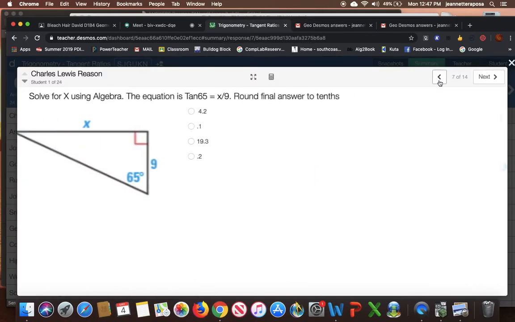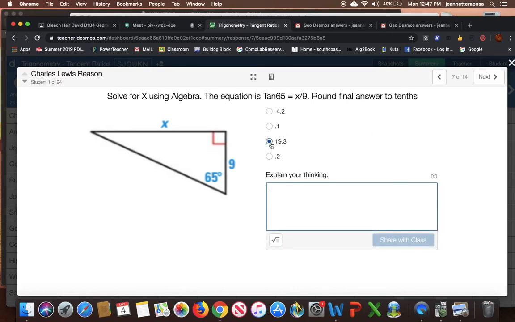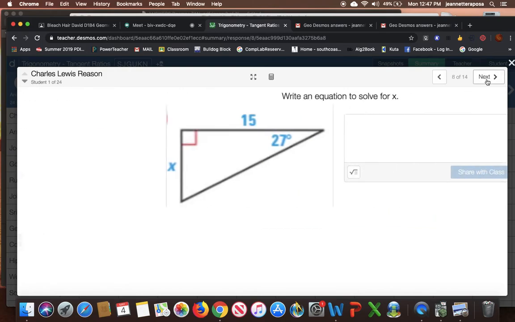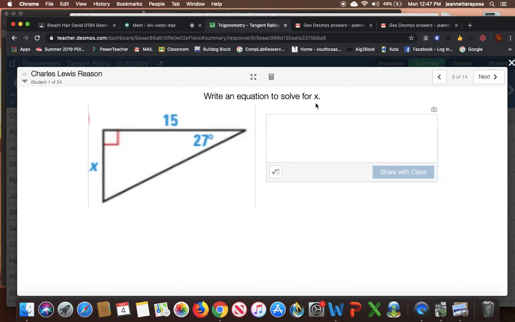So for that one, what was it? 19.3, right? 19.3 was our answer. So let's go to frame 8. Write an equation to solve for x.